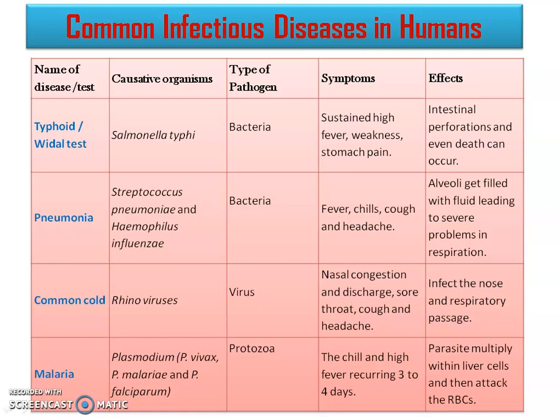Plasmodium vivax is the most common species of Plasmodium which causes malaria, and Plasmodium falciparum is the most dangerous species, which causes a very dreadful type of malaria termed cerebral malaria. Okay, so as symptoms, patients having malaria have chills or shivering in the body, and also high fever is present, which repeatedly occurs after every 3 to 4 days.